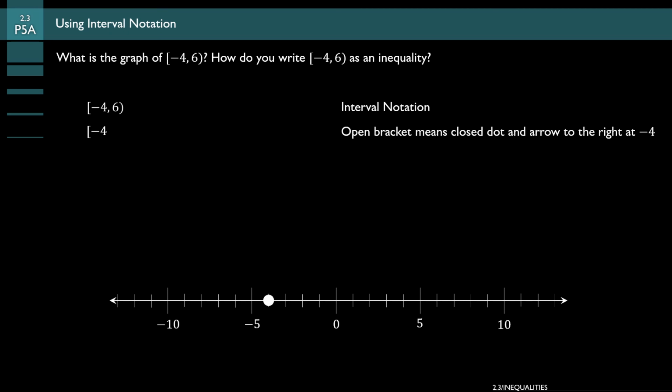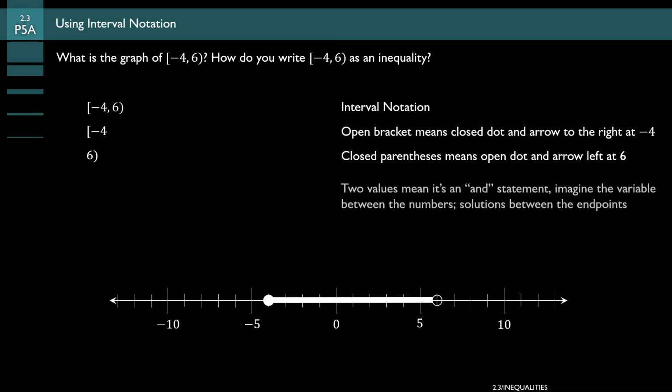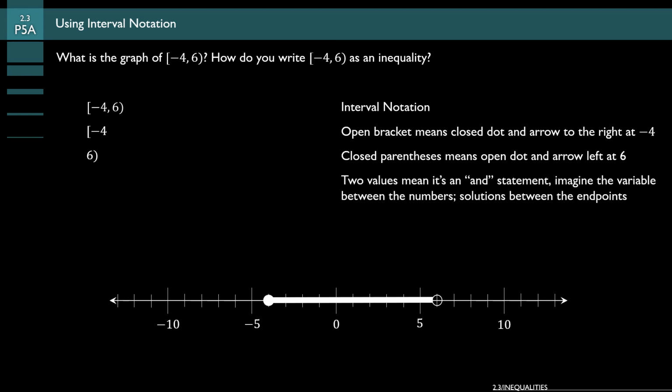Then I'm going to look at the second value in that interval notation, which is the 6 with the closed parenthesis. That tells me that on a traditional number line, I would put an open circle at 6 with the arrow pointing to the left. Now, because I've got two values in my interval notation, the -4 and the 6, this is telling me that on the graph, the arrows are going to overlap.